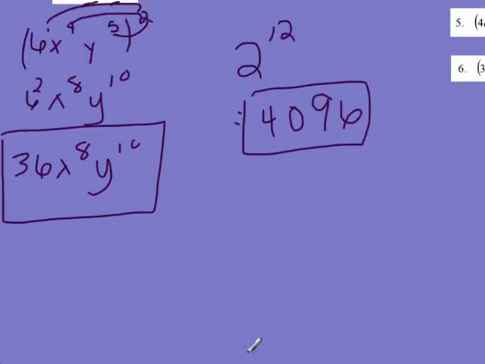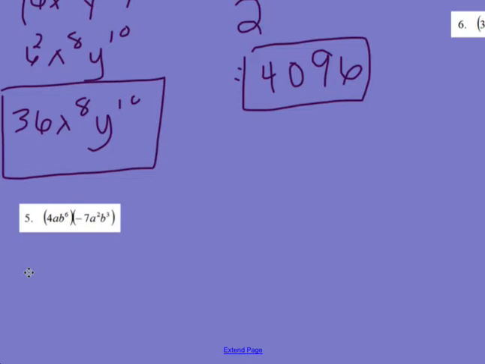Let's take a look at number 5. For number 5, basically, we have numbers on the outside.